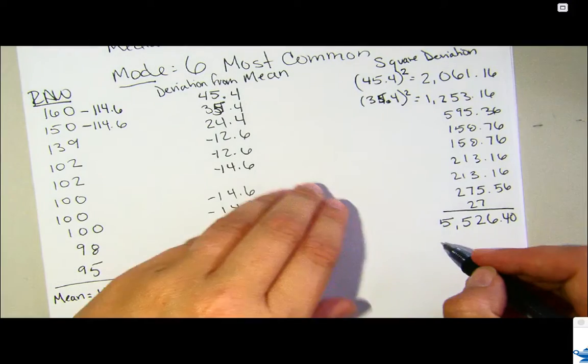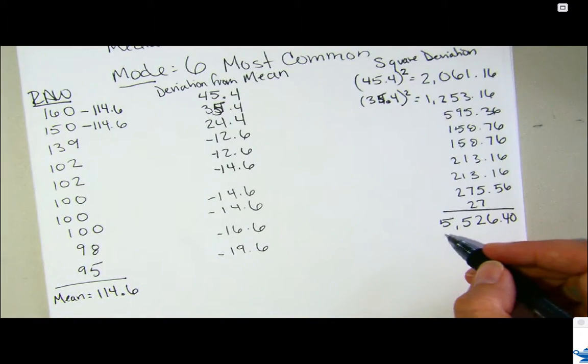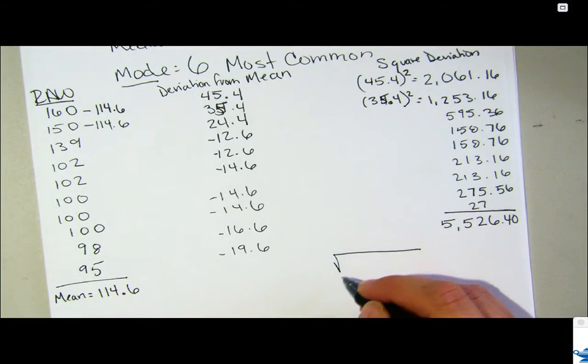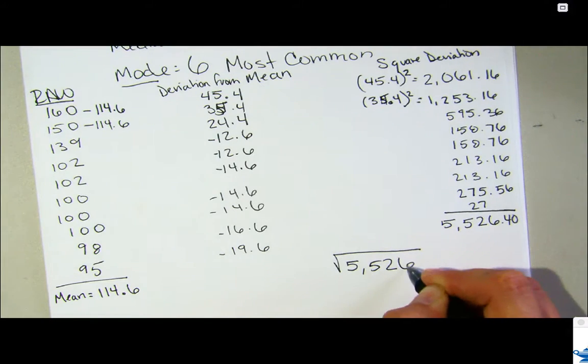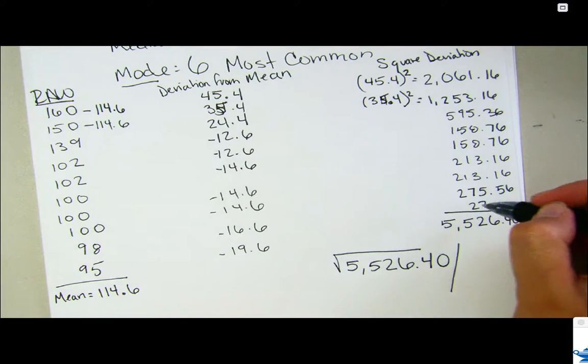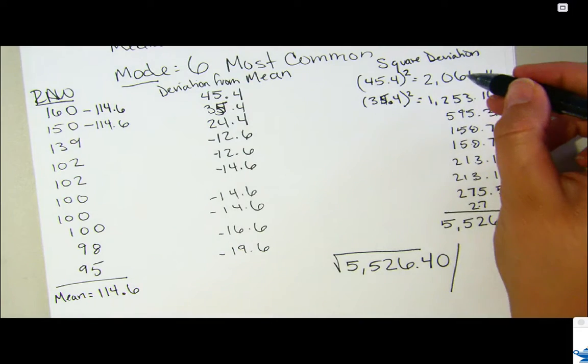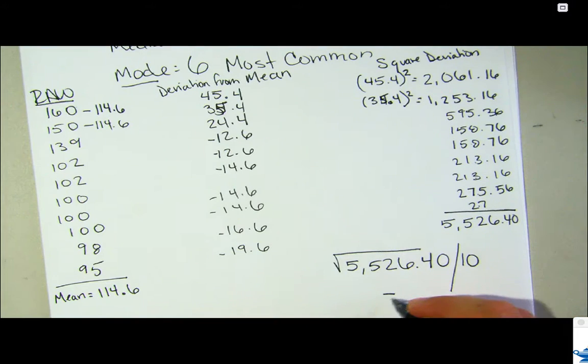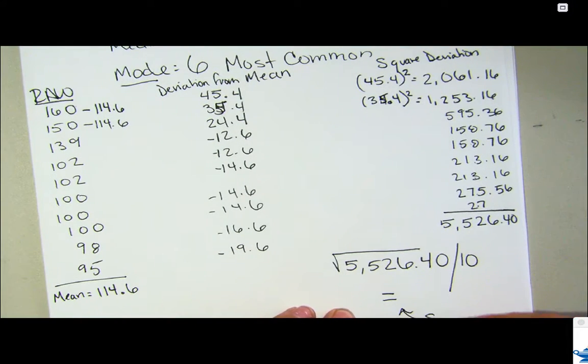Alright, here we go. What you're going to do with your newest number is find the square root of 5,526.4 divided by 10, because there's 1, 2, 3, 4, 5, 6, 7, 8, 9, 10 of them. That is going to give you your standard deviation. So divide 5,526.4 by 10, and then do the square root, because that is the order of operations! Sorry, I was really excited. That was like a real memory flashback, okay?